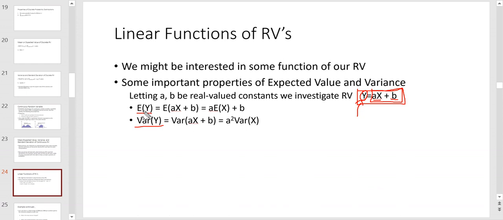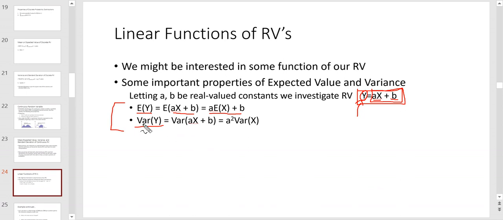It turns out there's some interesting results, and here are the results without proofs. The expected value of y, you can rewrite as the expected value of what y equals, and that is going to be equal to, and here's the result, a times the expected value of x plus b. Okay, so take note of this.